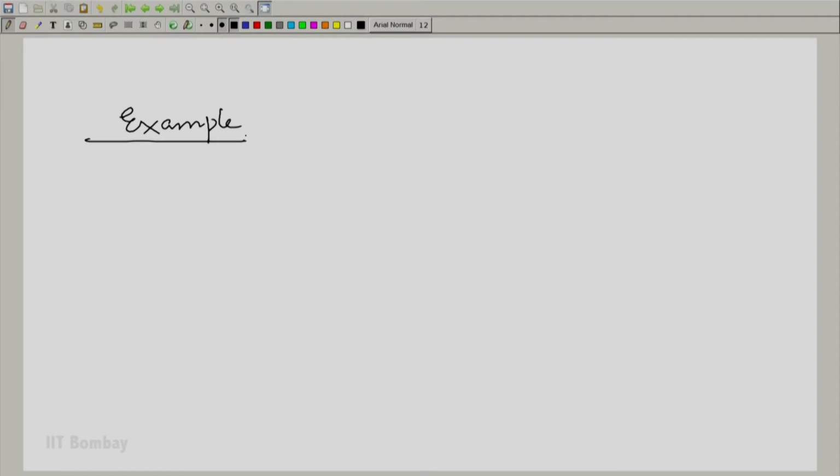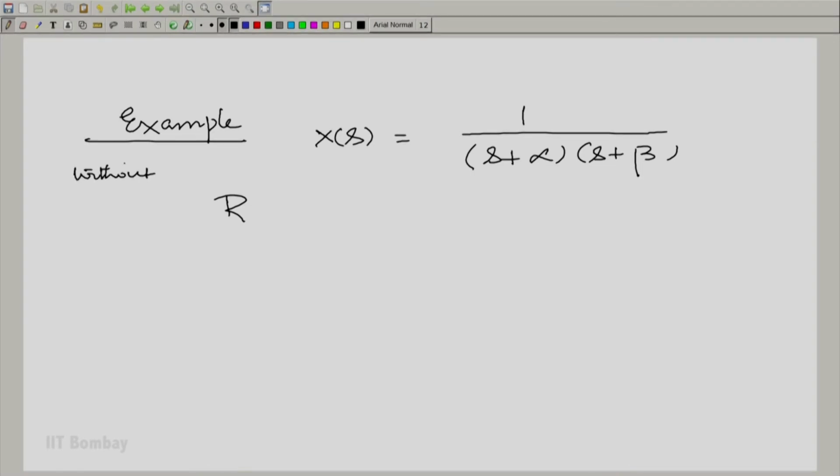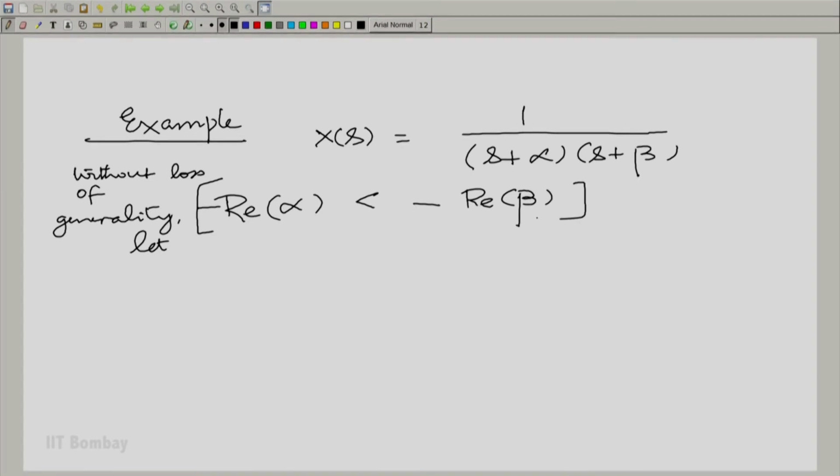But what happens when a Laplace transform has multiple such terms? So, let us look at that possibility now. Suppose a Laplace transform is of the following kind. Now, let us assume, without loss of generality, that minus real part of alpha is less than minus real part of beta.